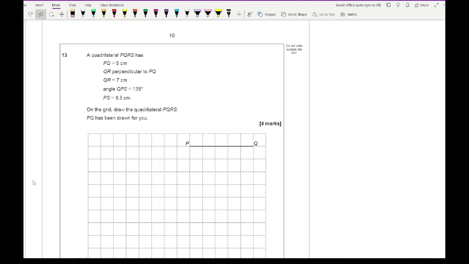So the first thing we need to notice is that perpendicular means 90 degrees. So what I need to do is draw a 90 degree line from here and measure 7 centimeters. So just count the squares, 1, 2, 3, 4, 5, 6, 7. So that point is going to be a straight line going through there.